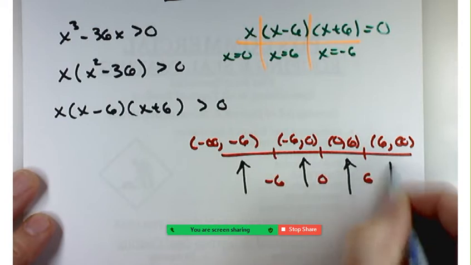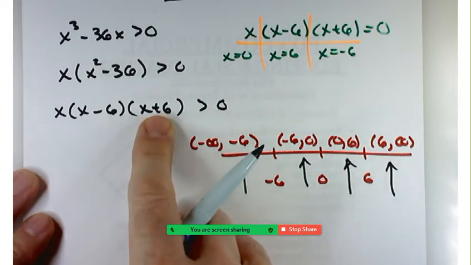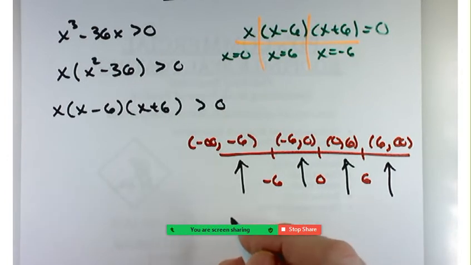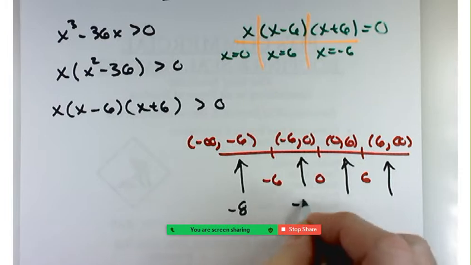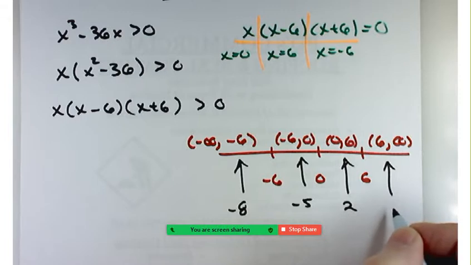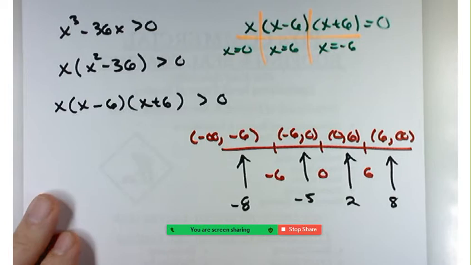Now I need some test points. I need to find out where this expression is positive or negative. So I need some test points in the interval negative infinity to negative 6. Suggestions? Negative 8. All right, good. Let's keep going around. Somebody else for another one. Negative 5. Awesome. Maggie, how about another one? 2. And Grace, one last one. 8. Excellent. So those would be our test points.